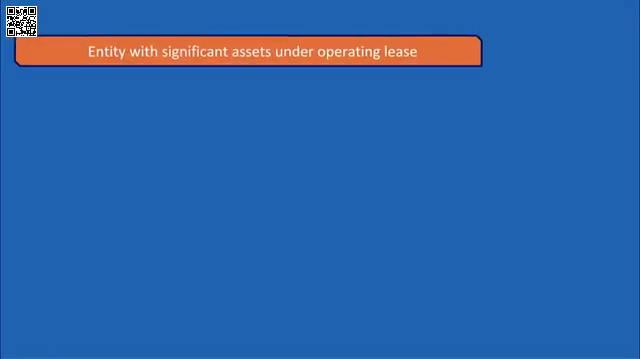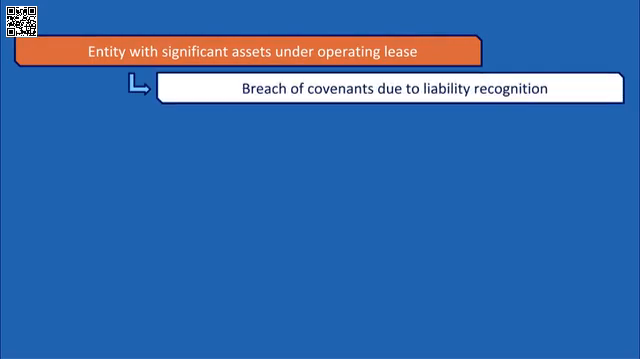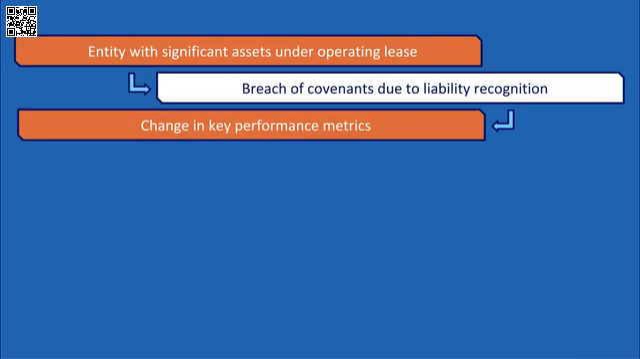Imagine an entity with a significant number of aircraft, vehicles, properties, and other major assets under operating lease. The impact would be significant. The recognition of the liability would be likely to result in a breach of banking covenants, requiring financing to be renegotiated. Key performance metrics would look very different.